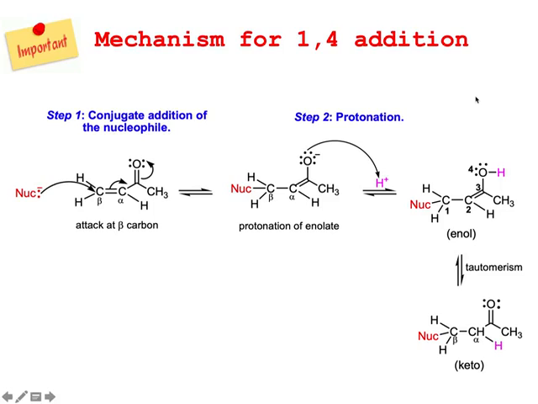1,4 addition. Conjugate addition of the nucleophile. Nucleophile attacks this electrophilic beta carbon, and electron moves to here, so here electron moves to the O minus. Protonation of enolate. Nucleophile attached. So this protonation of enolate abstracts this proton to become OH. So position 1,4. It becomes ketoenol tautomerism.